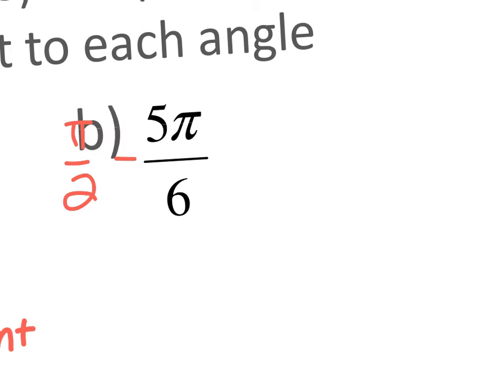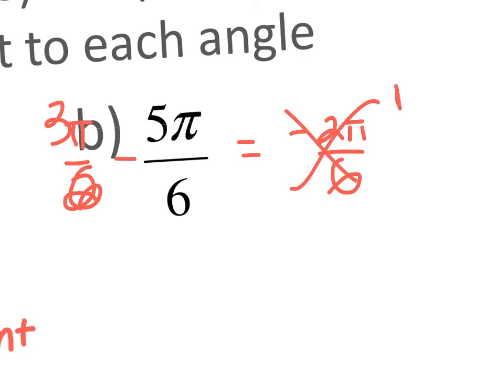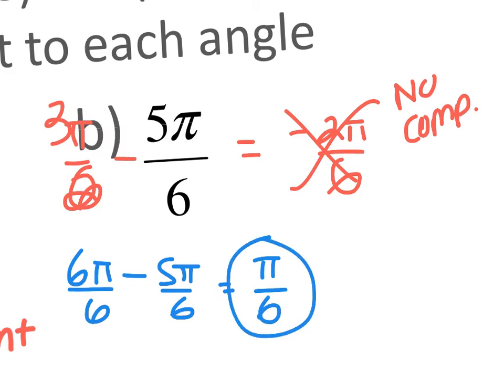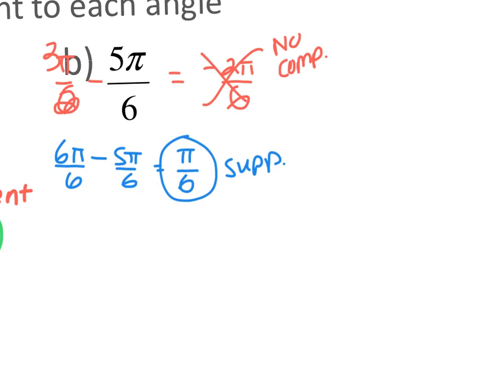So pi over 2 here. Again, 5/6 is bigger than a half. But if you don't catch it, I'd have to multiply by 3. So this would be 3/6 minus 5/6, negative 2 pi over 6. Again, no complement. And then the supplement would be pi minus 5 pi over 6, or 6 pi over 6 minus 5 pi over 6, which is pi over 6. And that's your supplement.